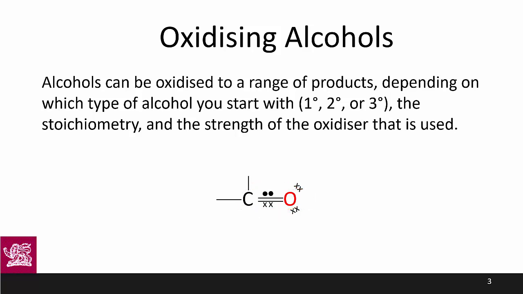This C=O group is the basis of a couple of our products of oxidation of alcohols. The first of them, if this was a carbon and this a hydrogen, would be that we formed an aldehyde. This is the case if we had started with a primary alcohol. If this were a carbon in this second position here, then we would have formed a ketone.